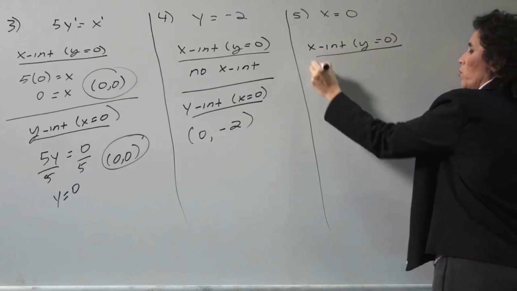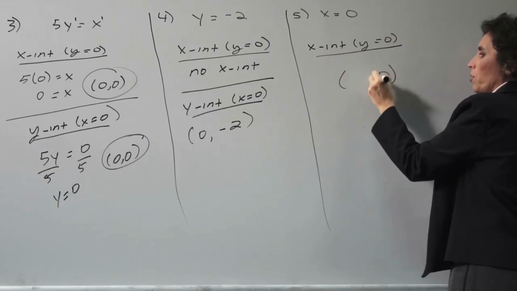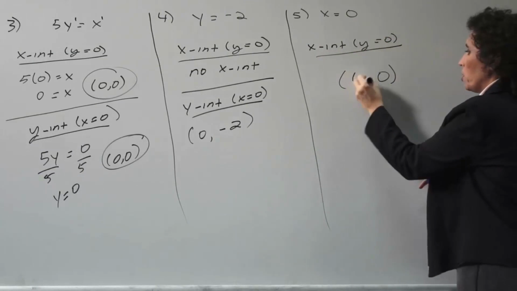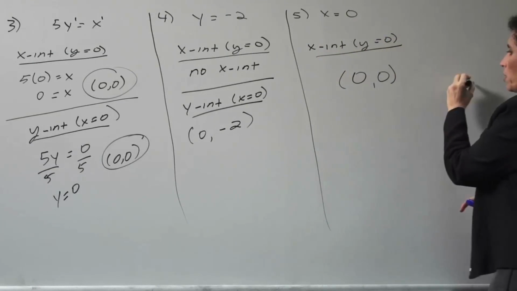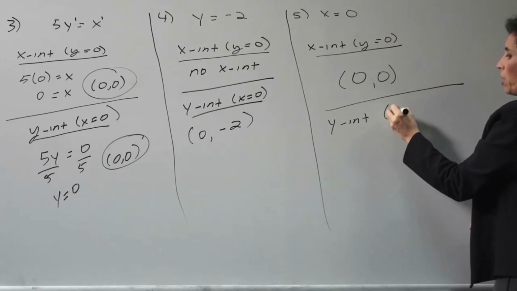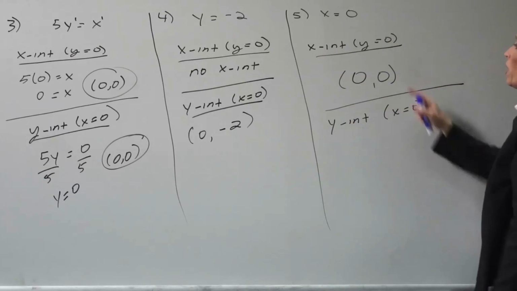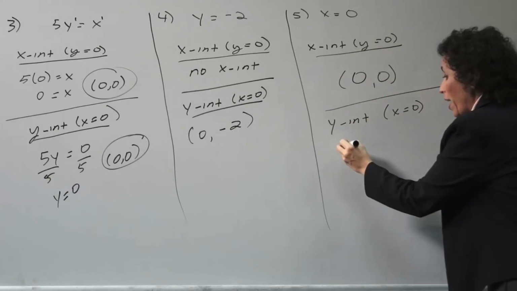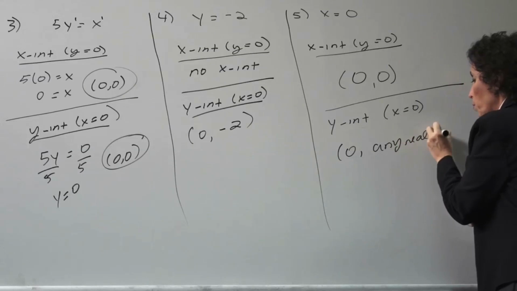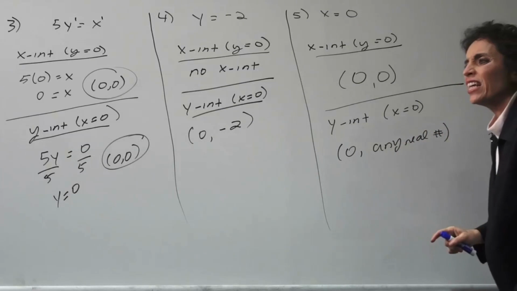X-intercept, y has to be 0. Well, let's see. Can we make y 0? Yes, we can, as long as x is 0. So we have one x-intercept. But what about the y-intercept? For the y-intercept, x must be 0. Well, x is always 0. So x is 0, and then we can have any real number for y.